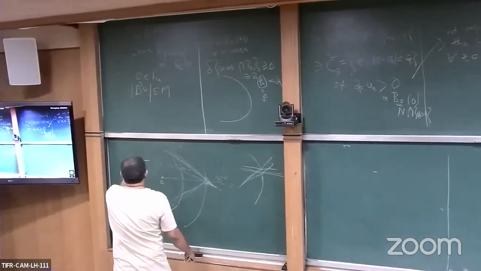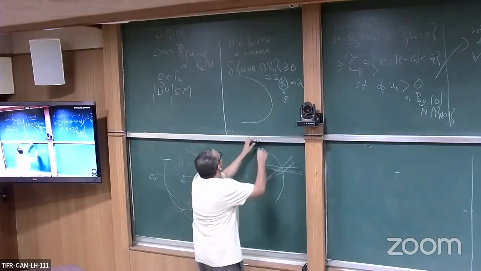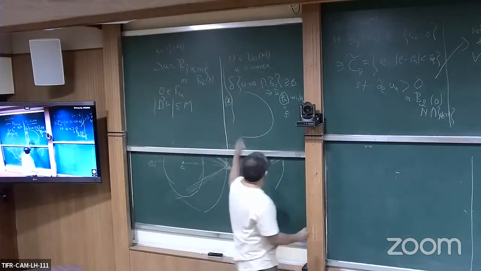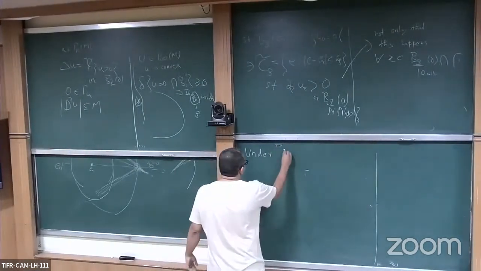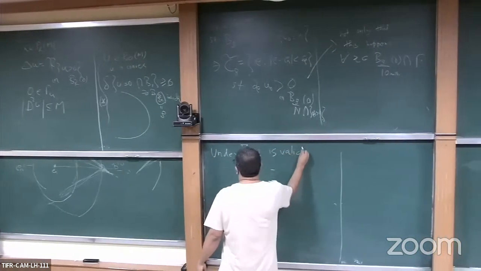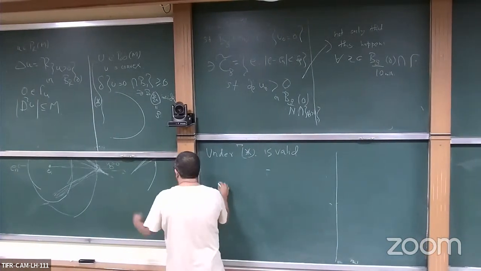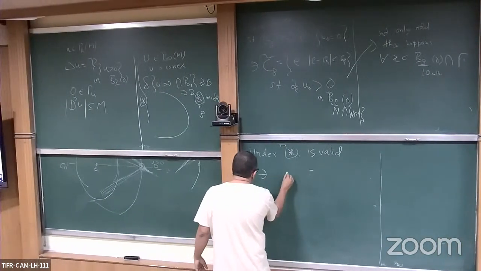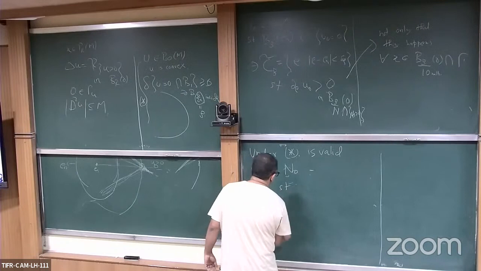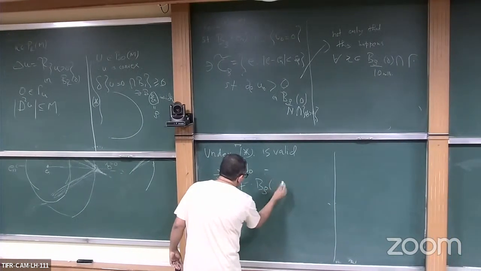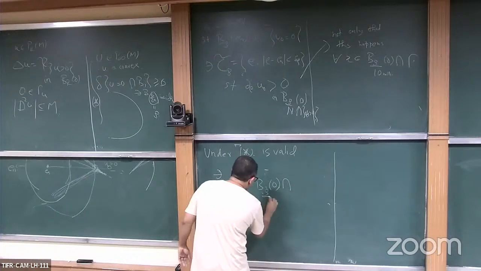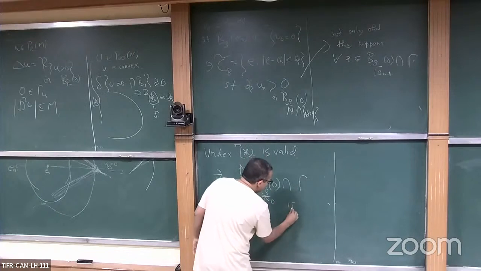Under this hypothesis, which I will call star, with no mention of lemma, under the fact that star is valid, I have that there exists a large constant n naught such that B rho by n naught intersection the free boundary is a Lipschitz graph.